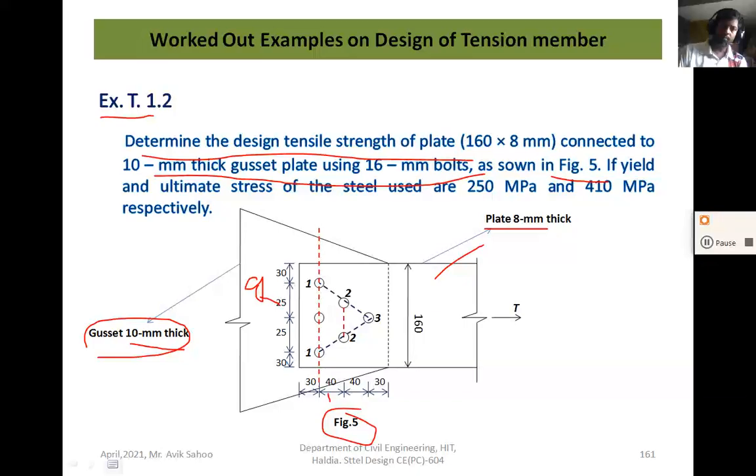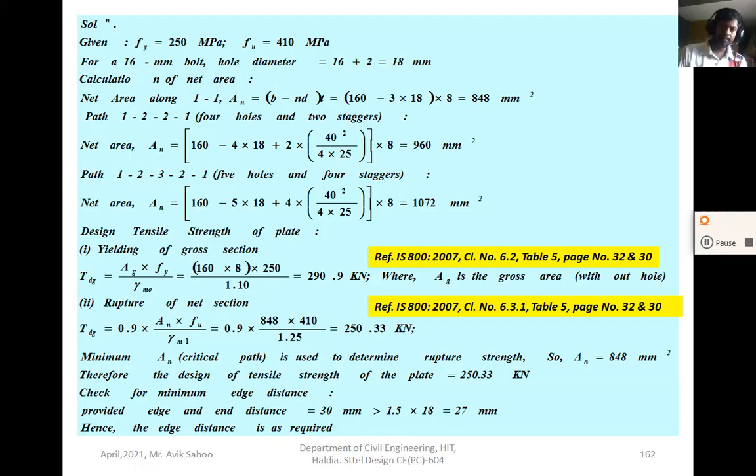So what you have to find out? You have to find out the design tensile capacity of the member. So what data are given? You see that Fy yield stress given, ultimate stress given, 16 mm dia bolt, the hole diameter is 18 mm, net area along 1.